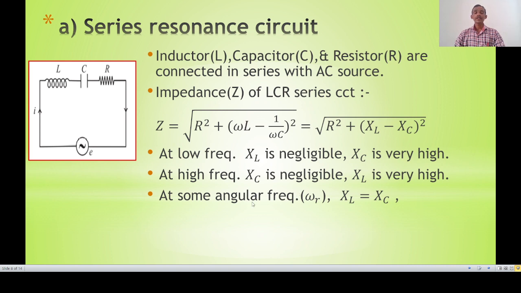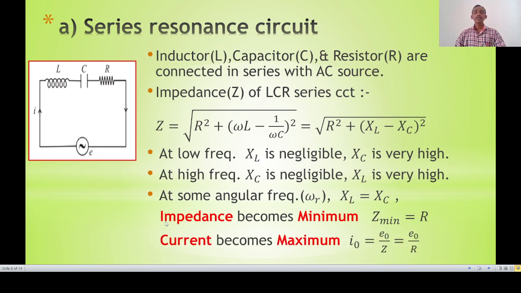Now, if we increase the frequency of the AC source, at some angular frequency omega R, that is the resonance frequency, the inductive reactance becomes equal to the capacitive reactance. That is, XL is equal to XC. At that time the impedance becomes minimum because the second term becomes zero. That is, Z minimum is equal to the square root of R squared, that is equal to R.